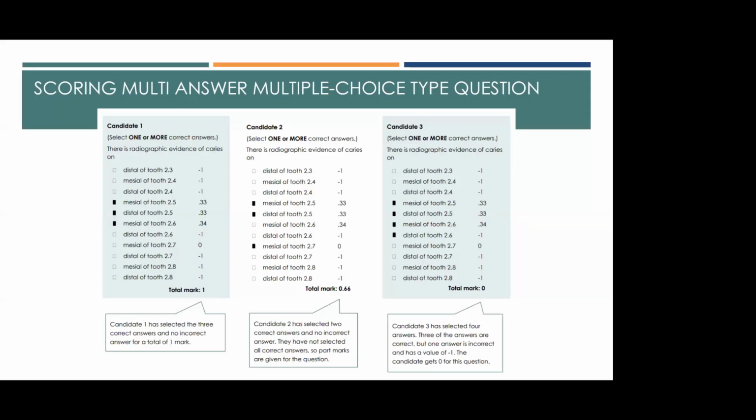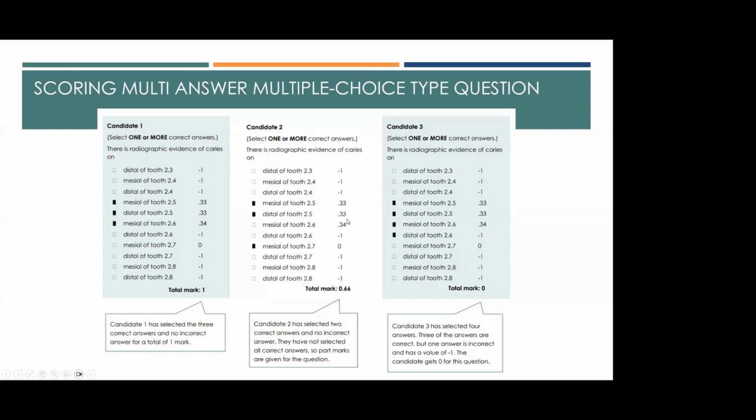So this is a recap on how the scoring goes for a multi-answer, multiple-choice question. This is an example of scoring for 3 different candidates. You can see the clearly wrong answers have a -1 point. There are 3 correct answers, and if you select all 3 of them without a wrong answer, like candidate number 1, you will get your full mark.